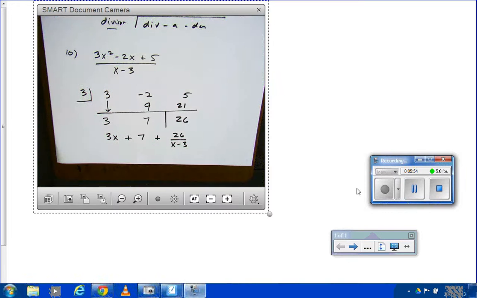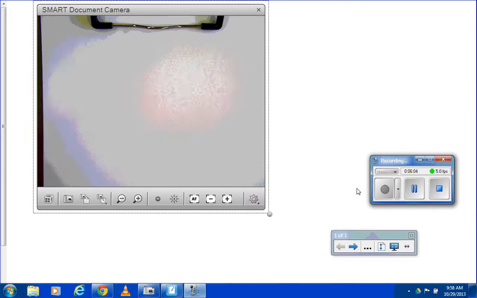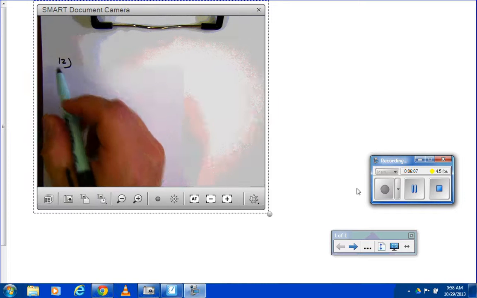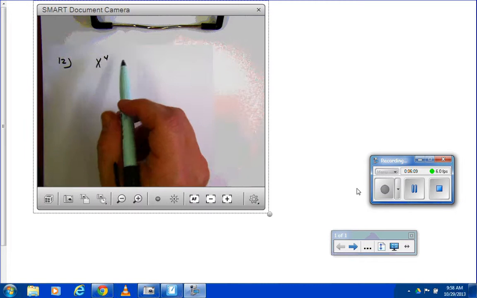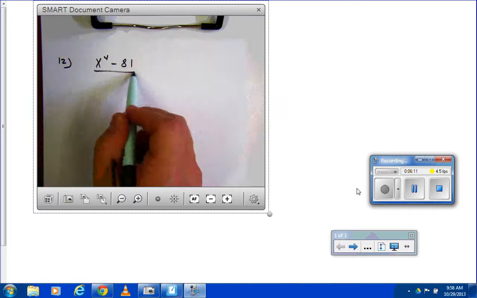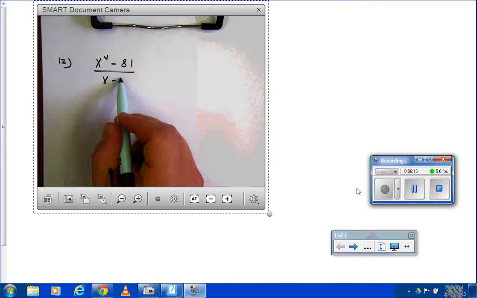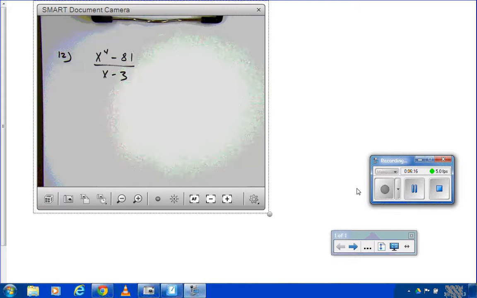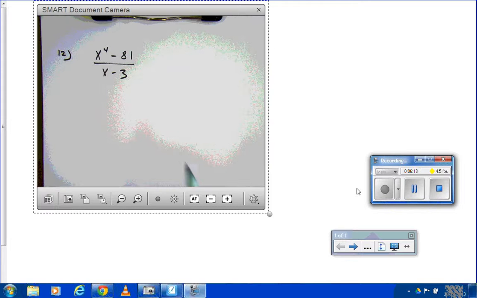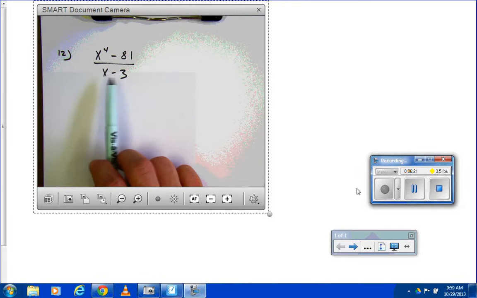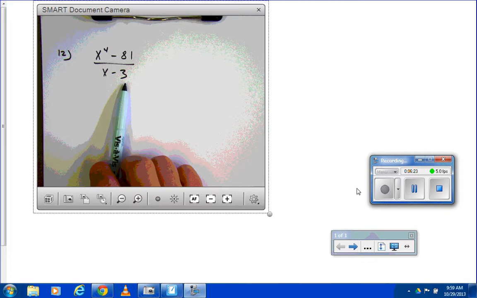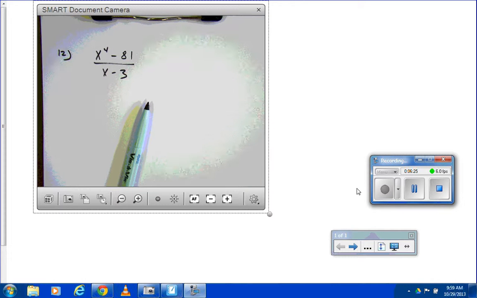All right, let's do another one here by synthetic division. Let's do number 12. Now, this one's going to have a lot of missing terms. You've got x to the 4th minus 81 over x minus 3. Notice on this one, first off, is my divisor linear? Yes, and when we get yes, we like yes, because we don't have to do long division. We can do synthetic division.